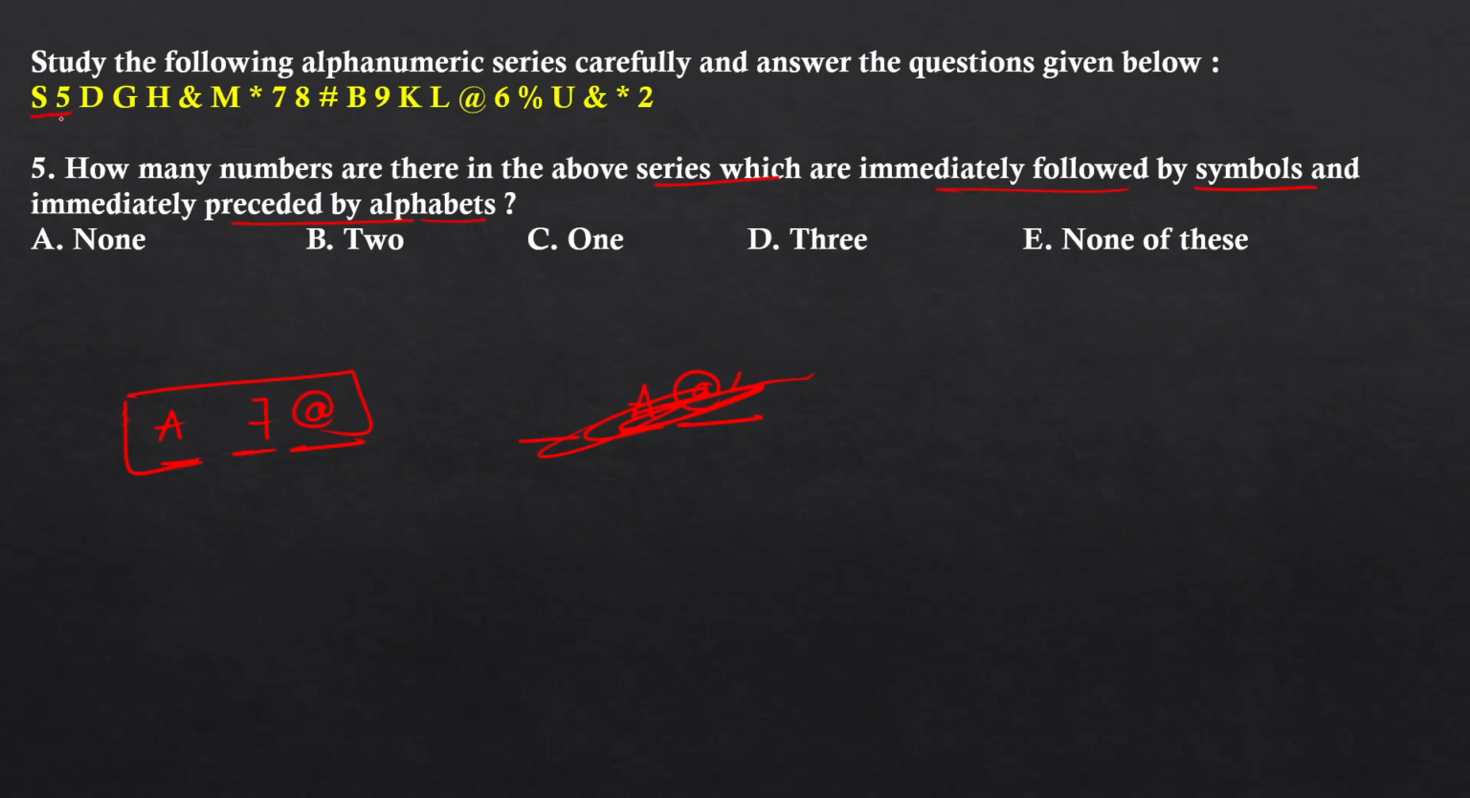5 is preceded by S but followed by D. So 5 is not our answer. Then 7. 7 is preceded by star, so not. 8 is preceded by 7, not. 9 is preceded by B, but followed by K, so not. Then 6. 6 is preceded by at the rate, not. 2. 2 is preceded by star. So there is option A, that means none. So these are the 5 questions.